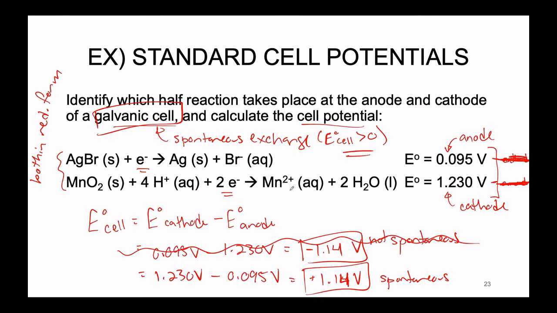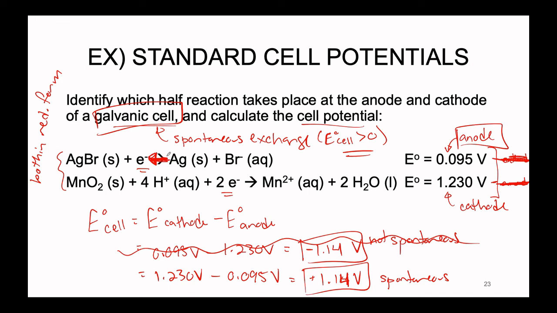What this also tells us is that the first reaction is the oxidation reaction, since it is taking place at the anode, which means the spontaneous form of the first reaction when mixed with the second is actually going to be the exact opposite.